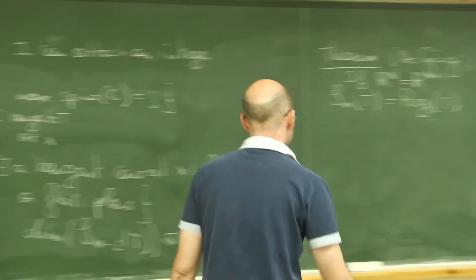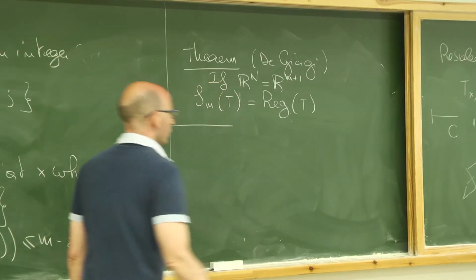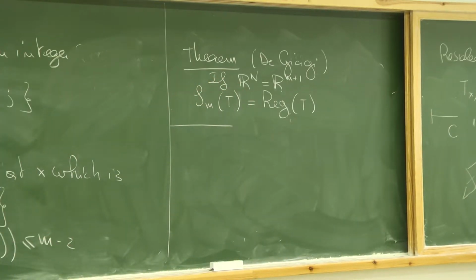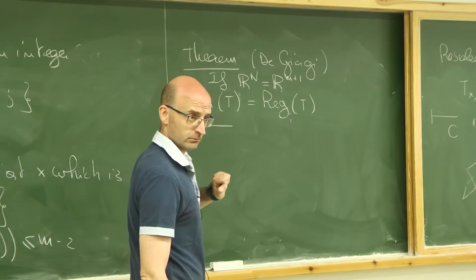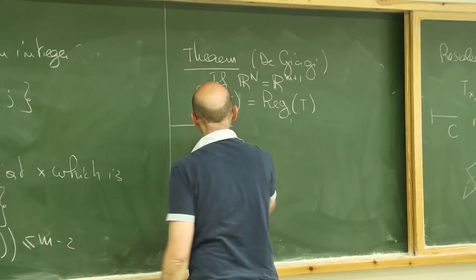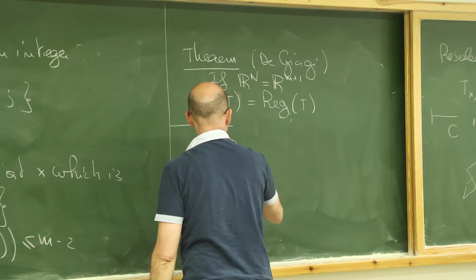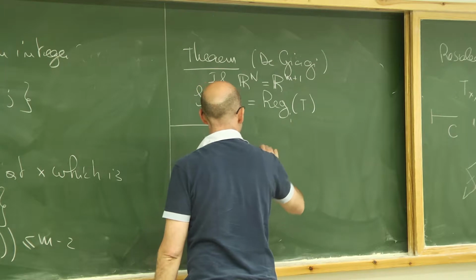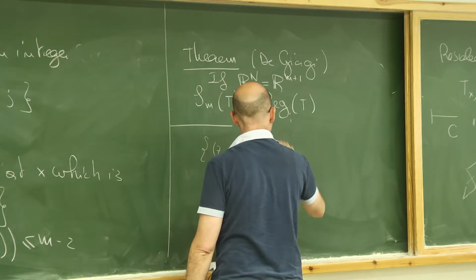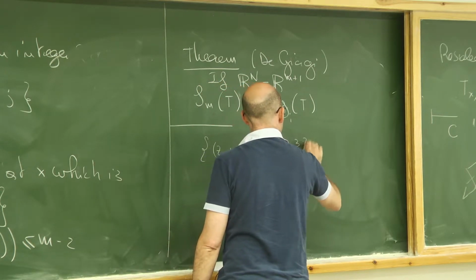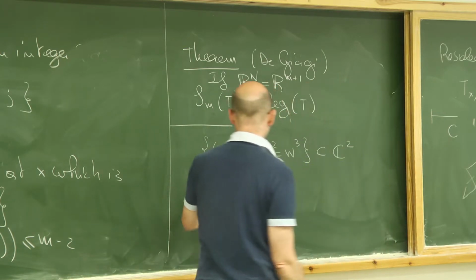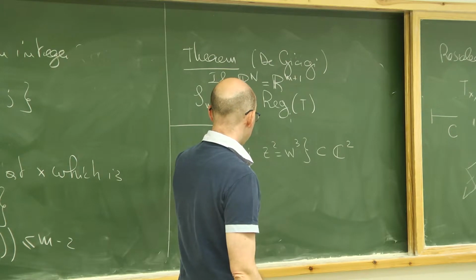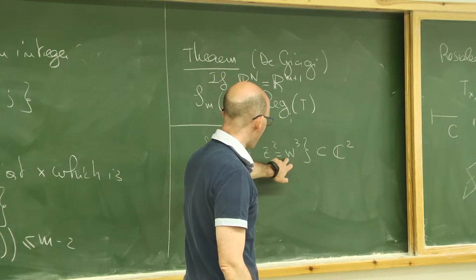Now, on the other hand, in higher codimension, this theorem over here is false. So you have a counterexample, and here it's one that I wrote actually the last time. In the complex two-dimensional space, there is the following complex curve. If you look at the following complex curve at the origin, you have a singularity.